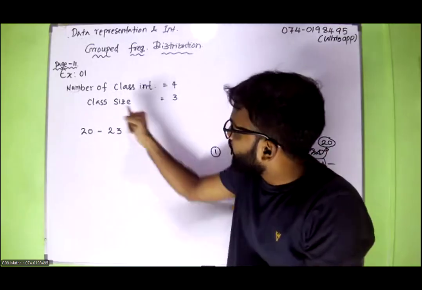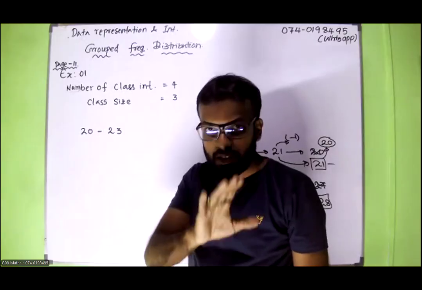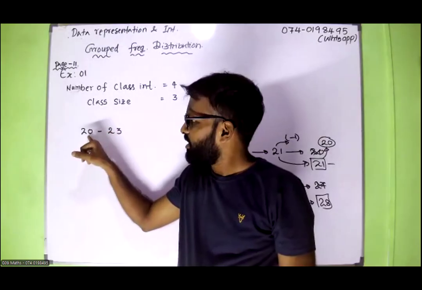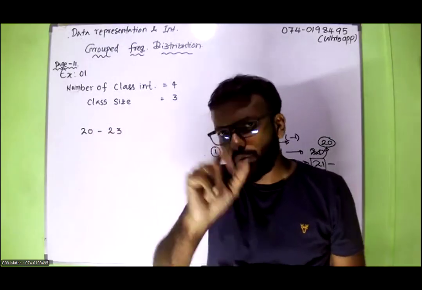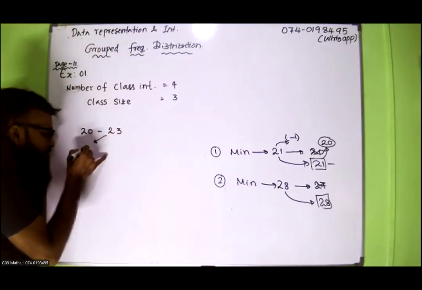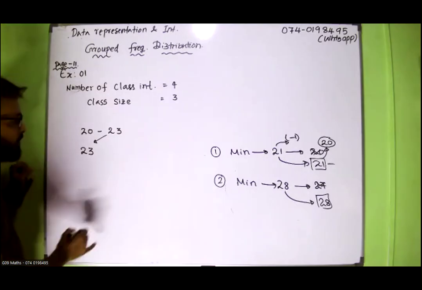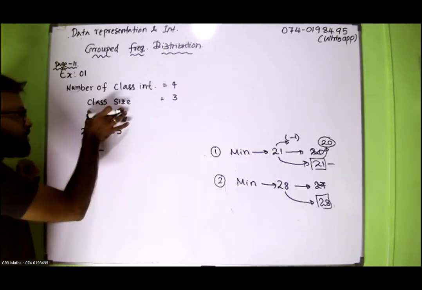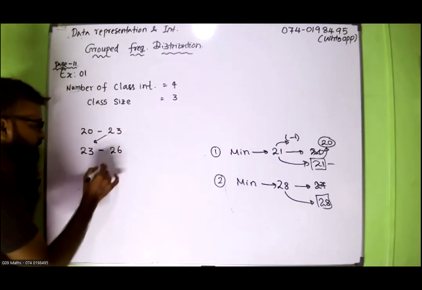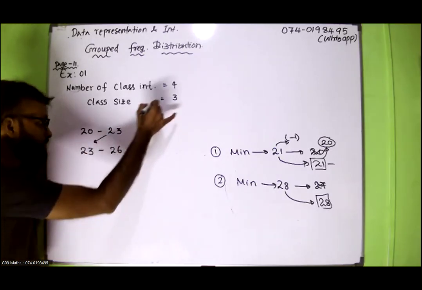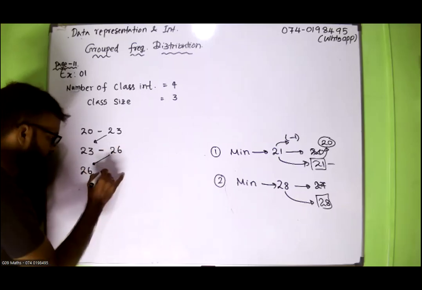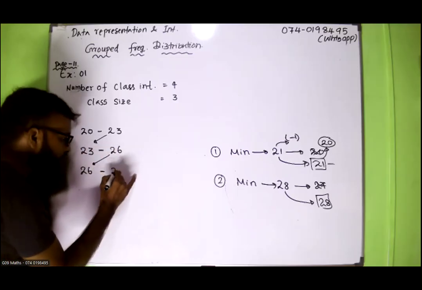So my class size is 3. By using the class size 3, 20 plus 3, 23. So I need to start the next class interval from 23. Class size is 3, 23 plus 3, 26. Next one starting from 26, 26 plus 3, 29.